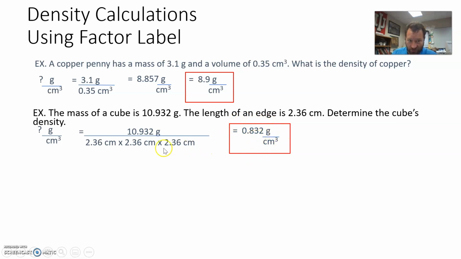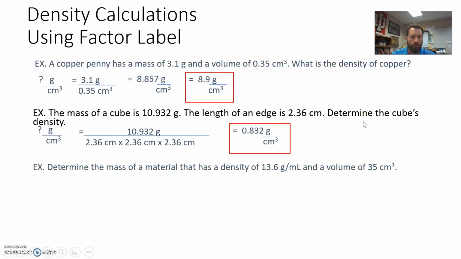You can double check your significant digits. 10.932 has 5 digits. 2.36 only has 3 digits. So our final answer is limited to just 3 digits. There they are.